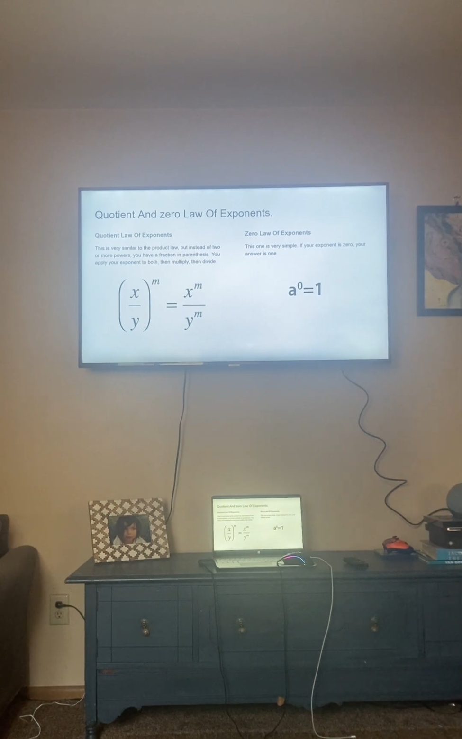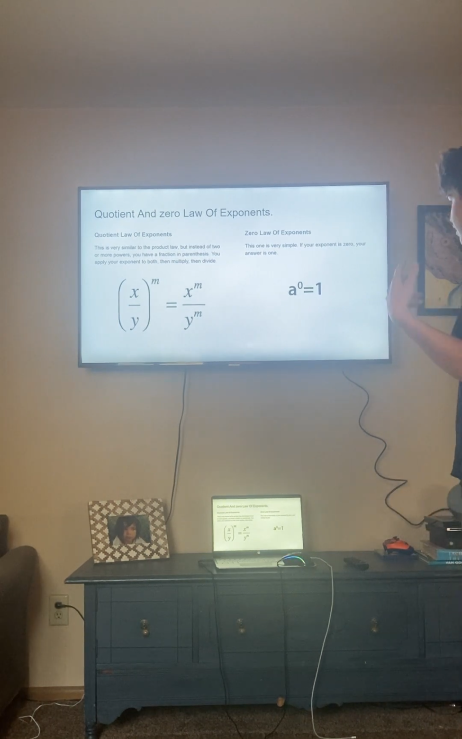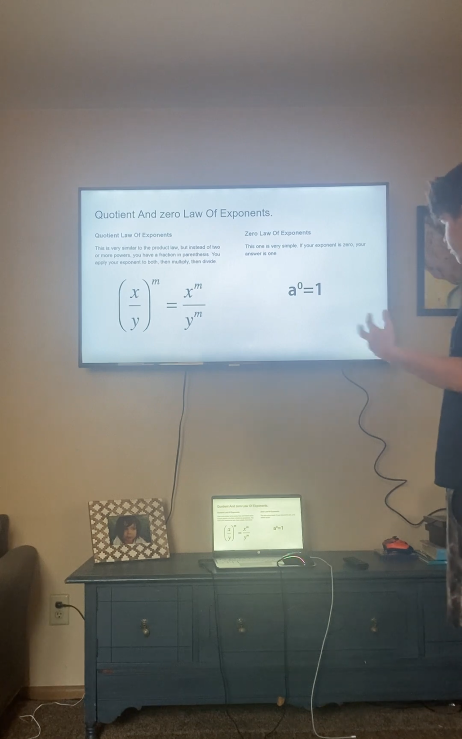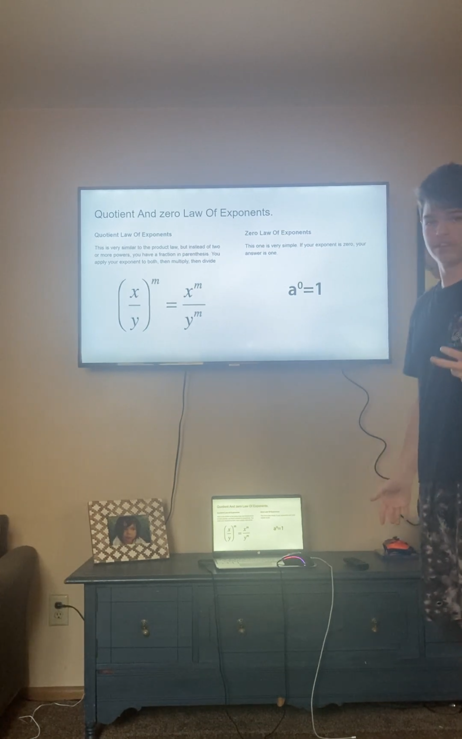And then with the zero law of exponents, it's pretty simple. If your exponent is 0, your answer is automatically 1.